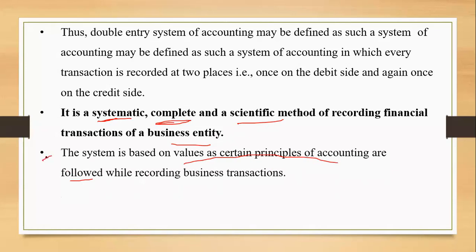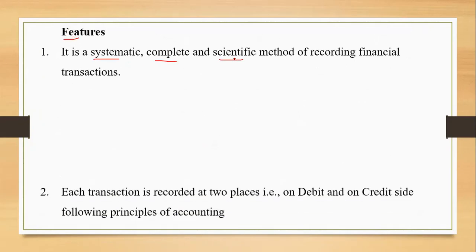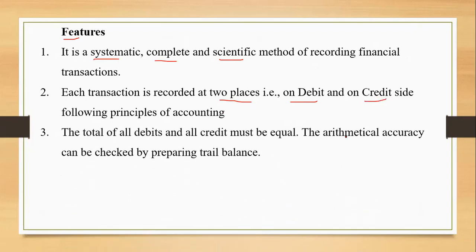This used to be an important statement, important questions were there, but now value-based questions are not in syllabus. What are the features of this particular system? First, it is a systematic, complete, and scientific method of recording the financial transactions. Second, each transaction is recorded at two places. One is a debit and the other is a credit. Third, the total of all debits and all credits must be equal. This has to be taken care of.